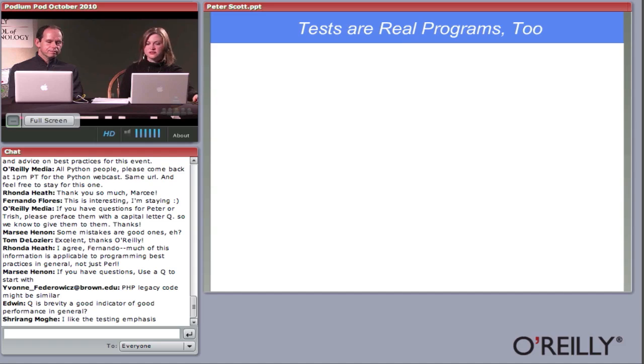Absolutely. That's so important. I do have a question here. Edwin says, is brevity a good indicator of good performance in general? Meaning, will a program that's got the fewest number of characters be the fastest to run? That's what I'm thinking the question means, and I would say no. It wasn't in the case that I just showed, because I did actually measure those.